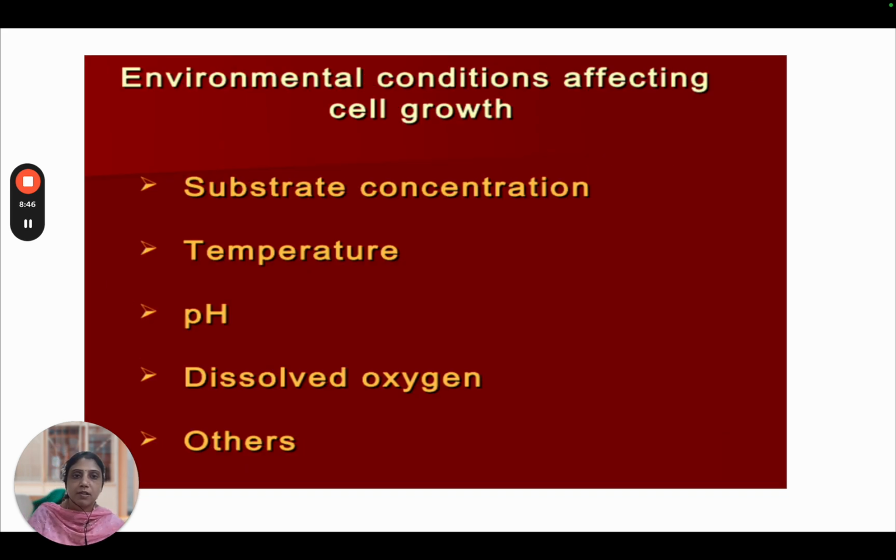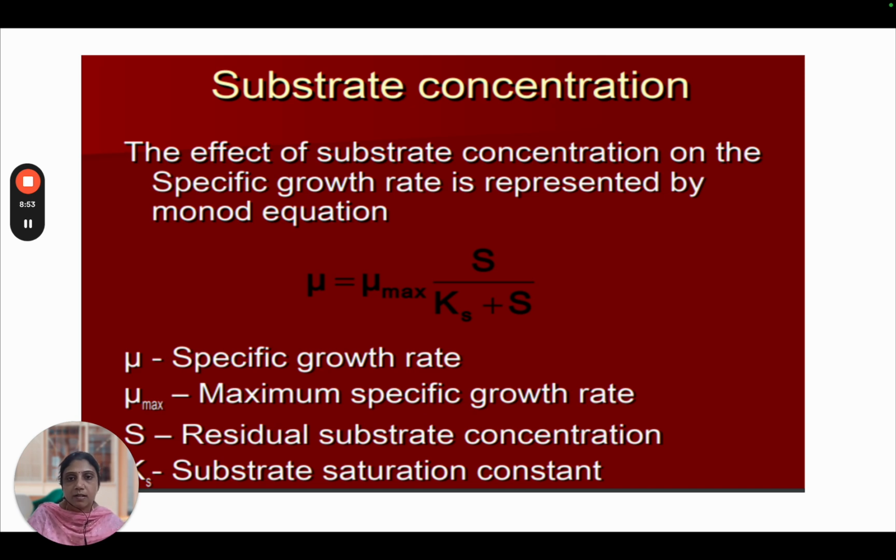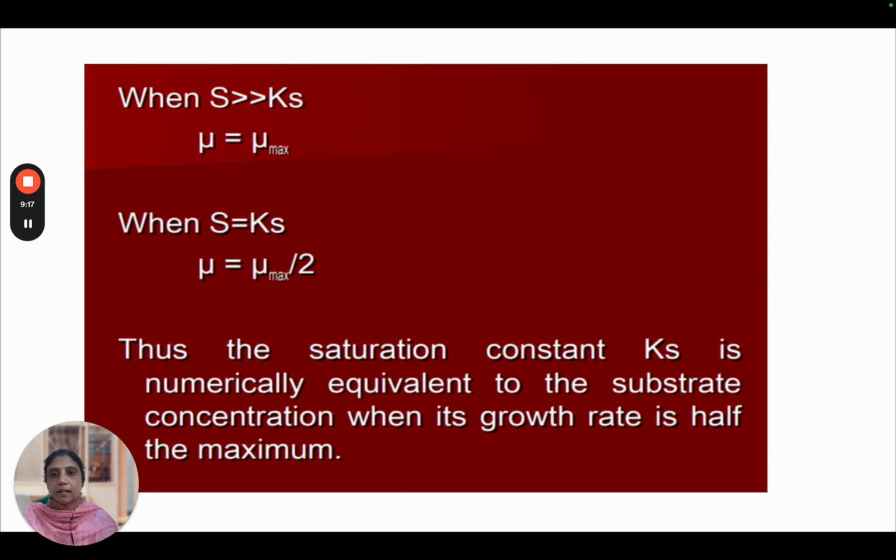So what are the environmental conditions affecting cell growth? They are substrate concentration, temperature, pH, dissolved oxygen and others. The effect of substrate concentration, that is the glucose concentration or the nitrogen concentration, is represented by the Monod equation: mu = mu max S / (Ks + S), where mu is the specific growth rate, mu max is the maximum specific growth rate, S is the substrate concentration, and Ks is the saturation constant. When the substrate concentration is much higher than Ks, mu equals mu max. When S equals Ks, mu equals mu max / 2. Thus, the saturation constant Ks is numerically equal to the substrate concentration when the growth rate is half the maximum.